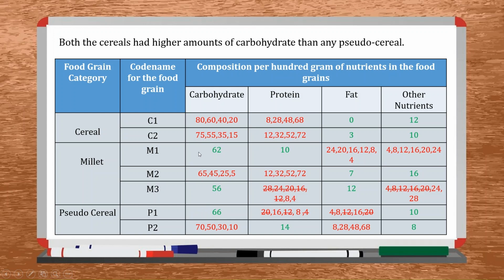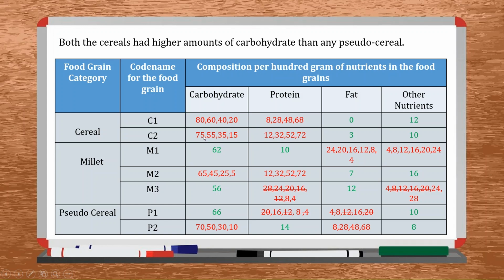So 66. The carbohydrate content in C1 and C2 should be more than 66. So if you see the possible values for C1 and C2, the only possible value for C1 is 80 grams and for C2 is 75 grams. And correspondingly, we have the protein values as well. So if we take 80 for carbohydrate, then the corresponding protein value is 8.